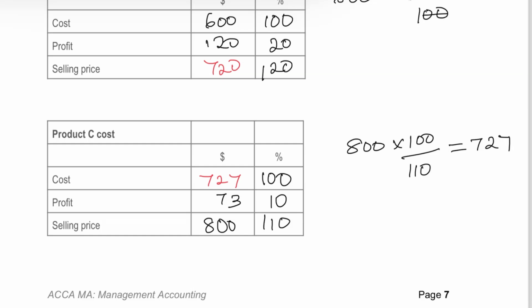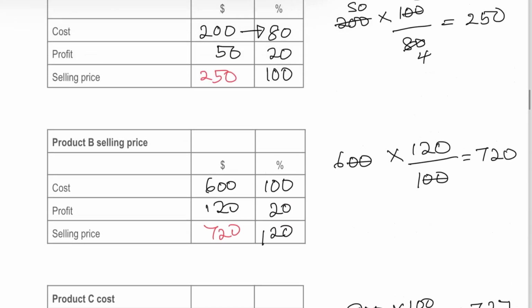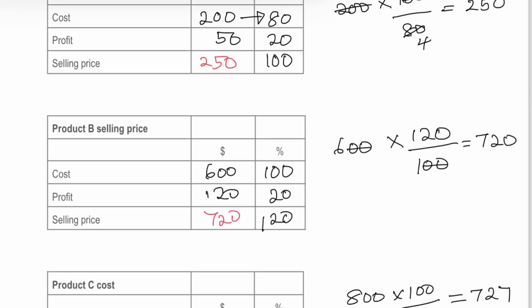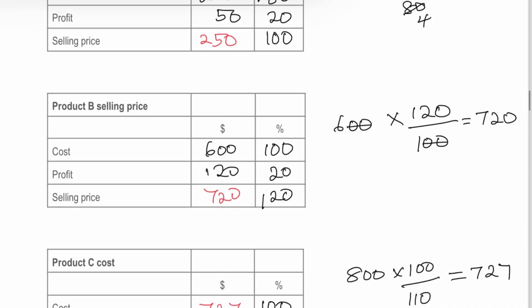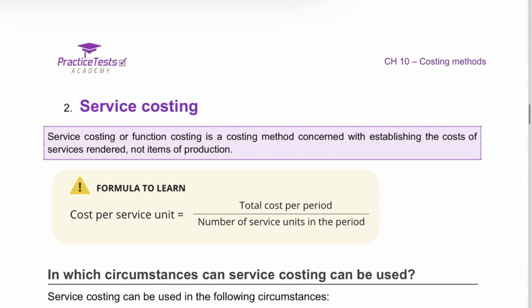So I hope this is clear. So this part of it on the right hand side is a simple mathematical equation to find the answer for the relevant proportion you're looking for. So remember, markup is based on cost, margin is based on selling price. So in our next video, we'll have a look at service costing.